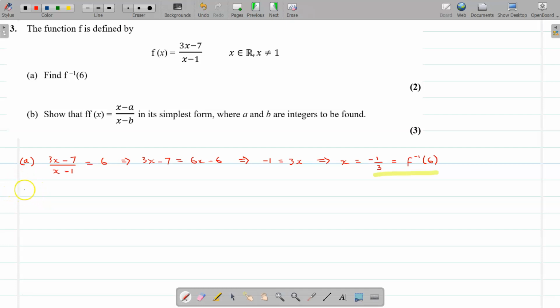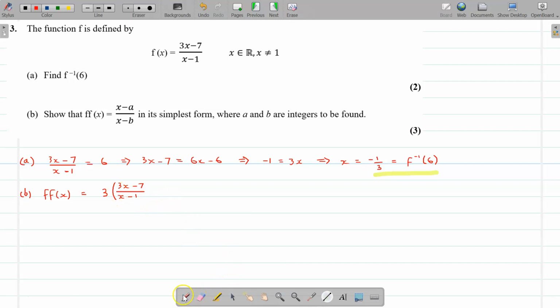Now, to start with, it looks quite cumbersome, and you've just got to be very focused on your processing of algebraic fractions. So f of f of x means that you take the function f of x, and wherever you see an x, you replace it with a copy of f of x. So basically, instead of 3x minus 7 on the numerator, it's going to be 3 lots of the function (3x minus 7) over (x minus 1).